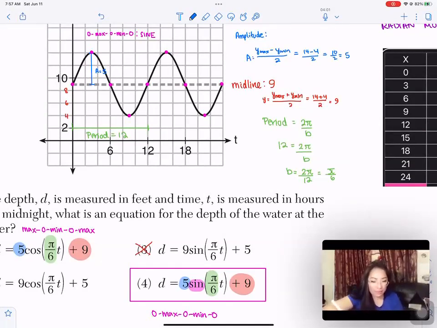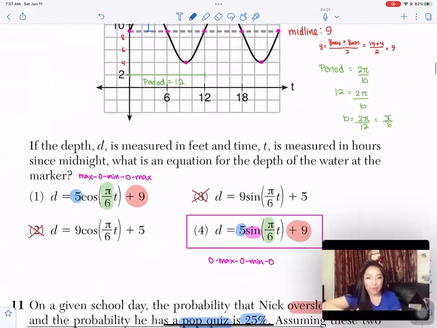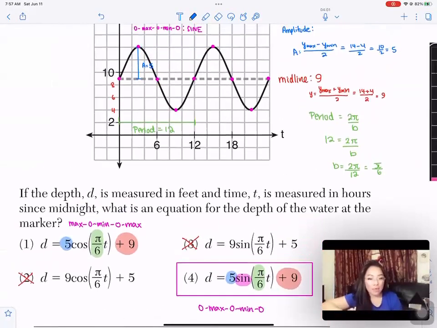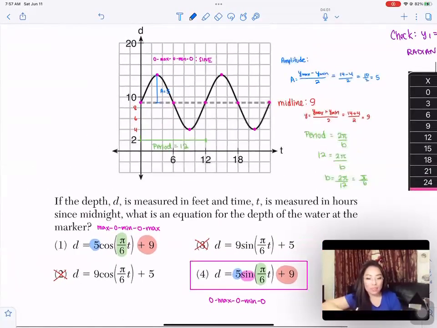Now it's positive because it's 0 max, 0 min. However, had it gone 0 min, 0 max, then you know your A is negative. So I'm looking at my equation and everything seems convincing. It's down to choice 1 and choice 4. But because this is 0 max, 0 min, it's sine.